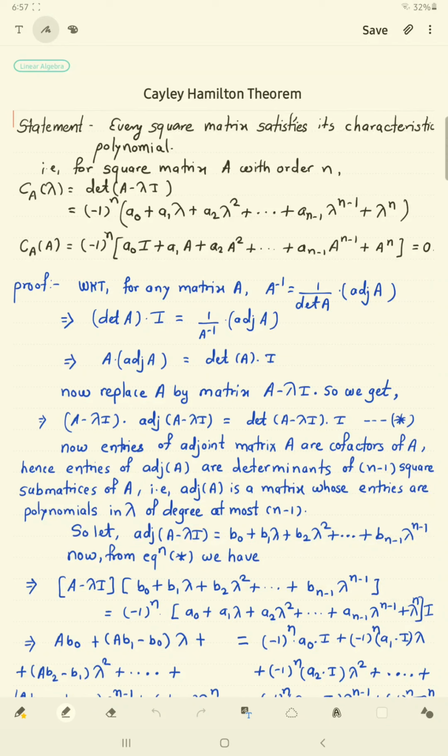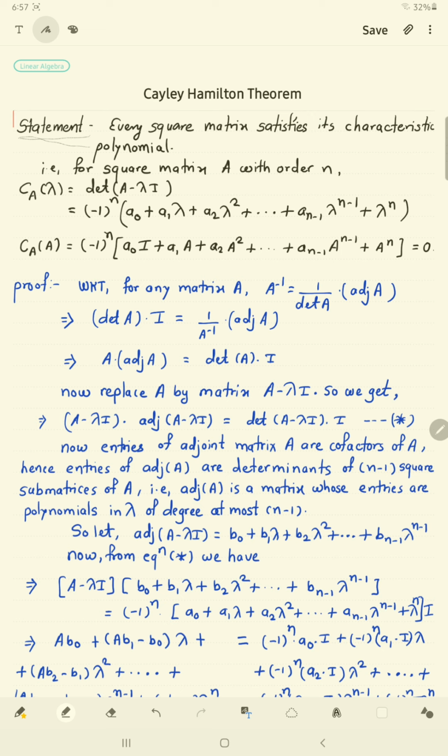In this topic we are going to learn the Cayley-Hamilton theorem. The statement is: every square matrix satisfies its characteristic polynomial. This one is our statement. Every square matrix satisfies its characteristic polynomial.